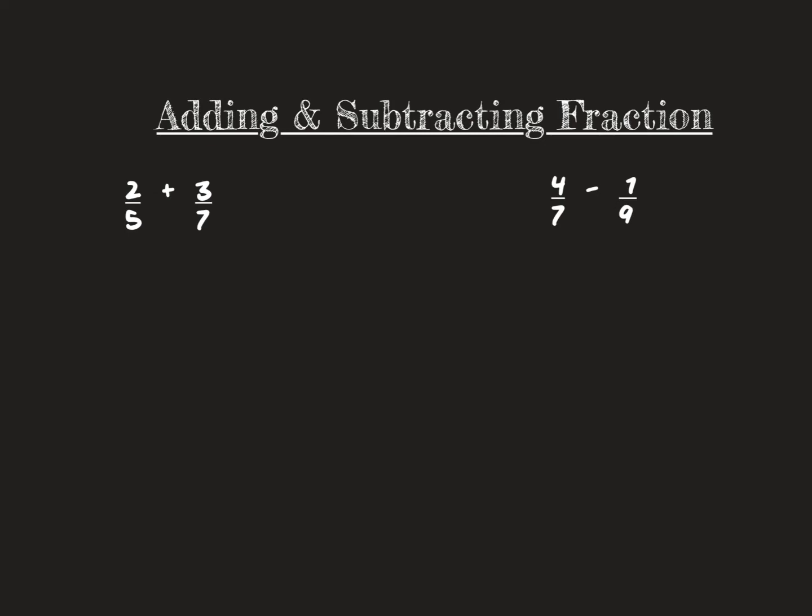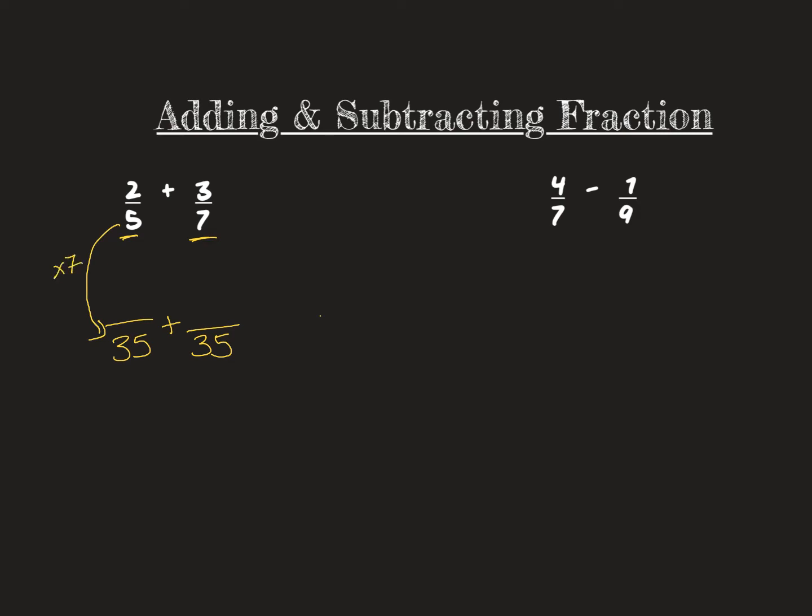So on our first question here, we've got 2/5 and 3/7. In order to get a common denominator here, the easiest way to do this is actually to multiply your two bottom numbers. So 5 times 7 is 35. So I'm going to write out my two new common denominators and put a plus in between. Now to get from that 5 to the 35, we have multiplied by 7.